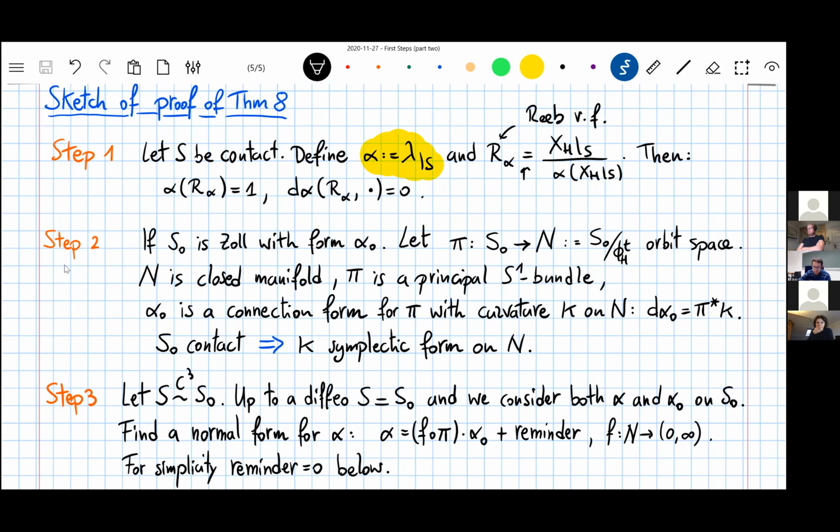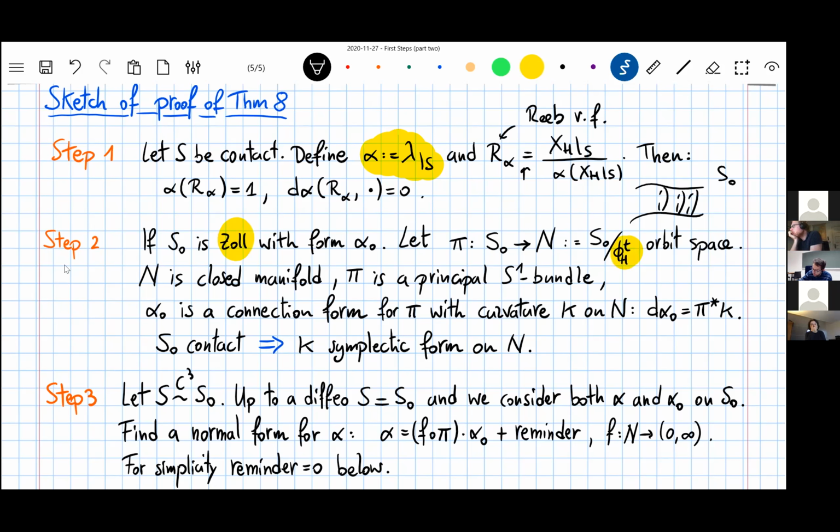Now what happens if your contact hypersurface was Zoll? So now you can call the corresponding form alpha_0. And if you have a Zoll surface, then you have some additional geometric structure. All orbits are periodic and with the same action. This means that if I quotient by the action of the flow of the Hamiltonian, I get something which is a smooth manifold. Because imagine that you have maybe here sigma, S_0, and then all orbits are periodic. So you can just quotient them.